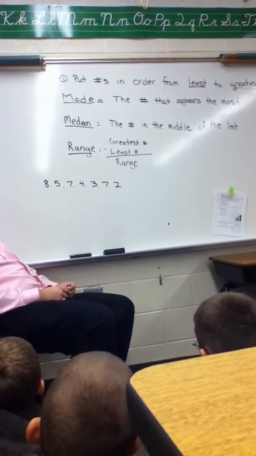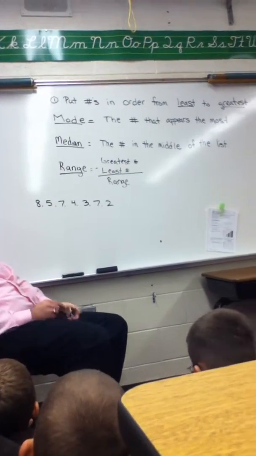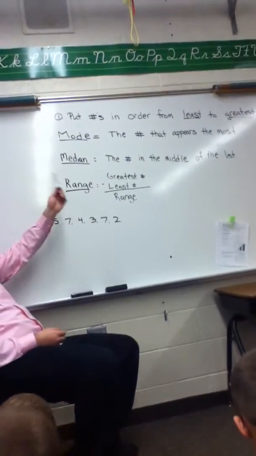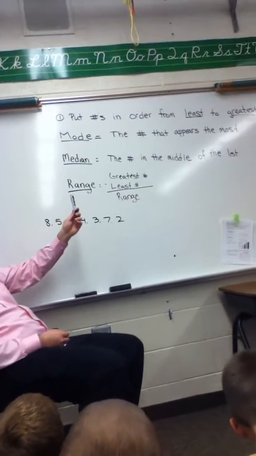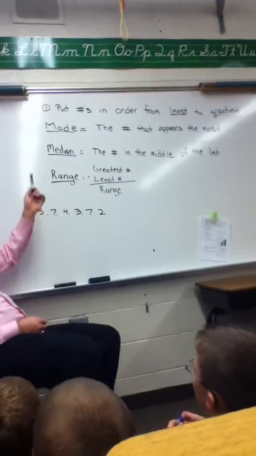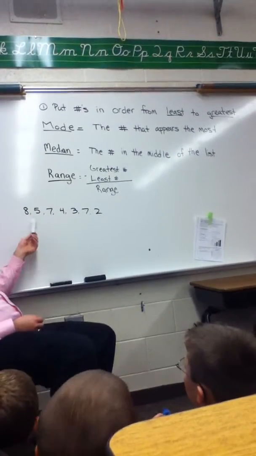So the first thing, what I have up on the board, number one, the first thing that you want to do before you do anything, you want to put your numbers in order from least to greatest. You do not want to go from greatest to least, and I'll show you why in just a second. But you always want to go from least to greatest. So here is an example.